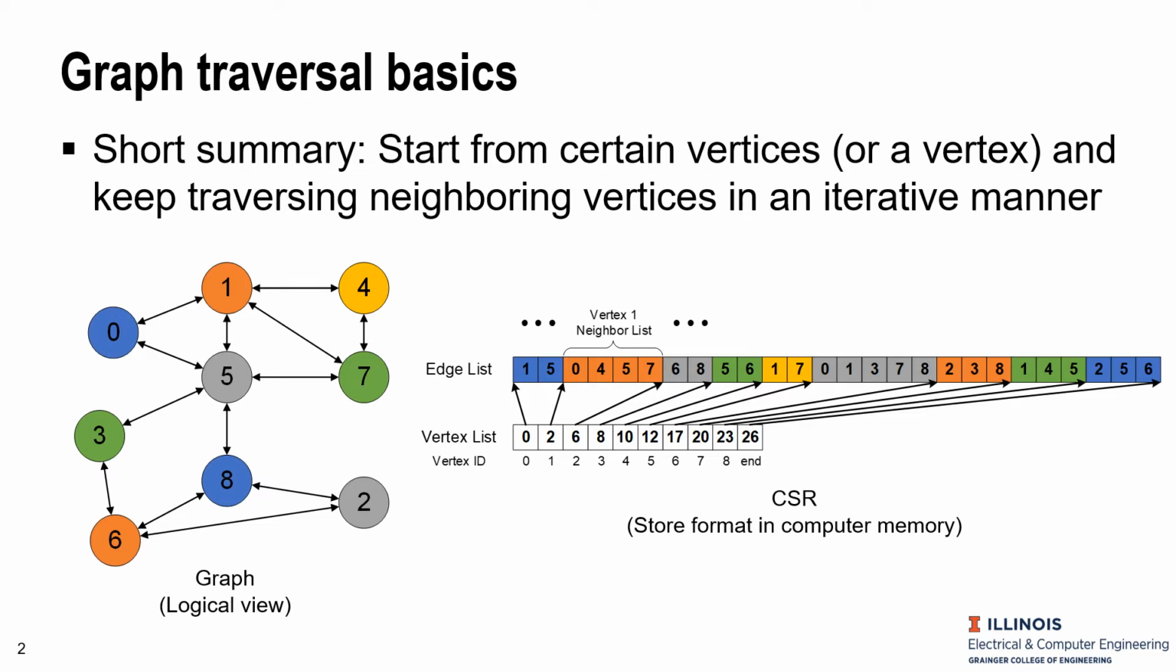To store the graph data structure, we often use a sparse matrix format such as CSR. If we look at the edge list of the CSR dataset, we can find it is composed of many sub-edge lists, which are named neighbor lists. The purpose of the neighbor list is to record the IDs of the neighboring vertices of each vertex. To distinguish between different neighbor lists in the edge list, we need to look up the vertex list, which contains the information of the indices of the neighbor list boundaries.